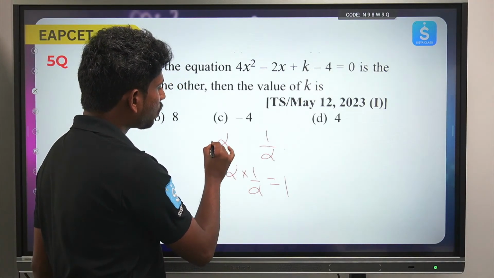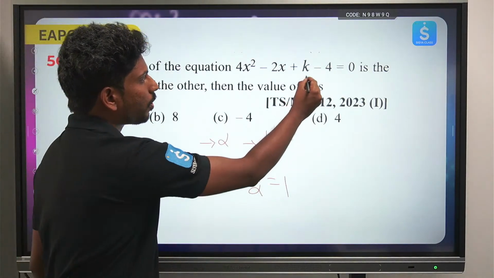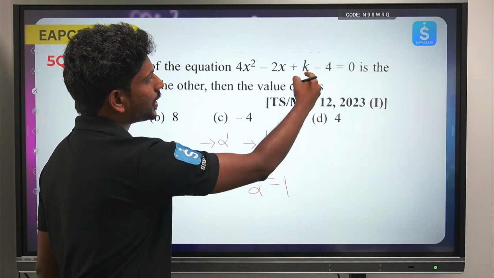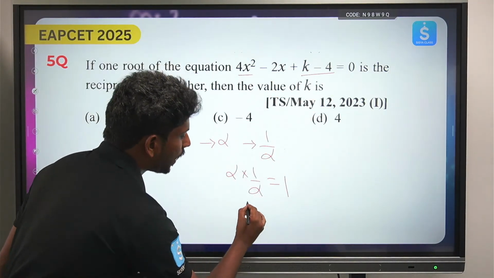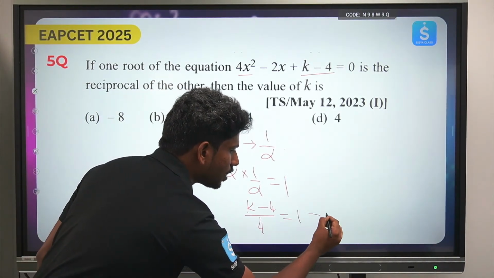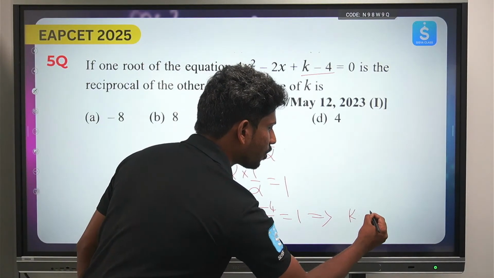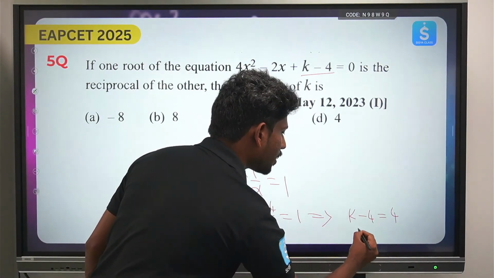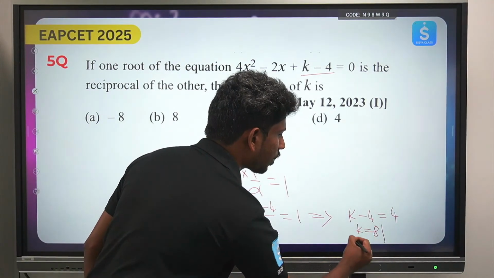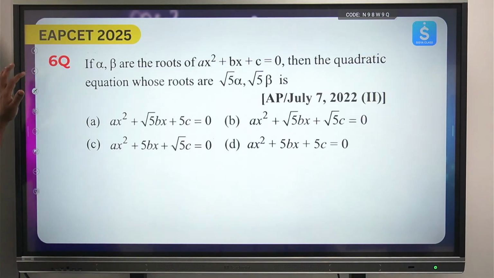So if I take one root to be alpha, the other root to be 1 by alpha, the product of roots is 1. So the product of roots is nothing but c by a. So that will be k minus 4 by 4, which is equal to 1. So from here I can just write k minus 4 is equal to 4. So k is equal to 8. I got the value of k to be 8. It is option B. Okay, simple and easy question.